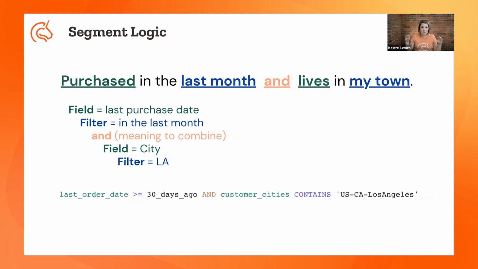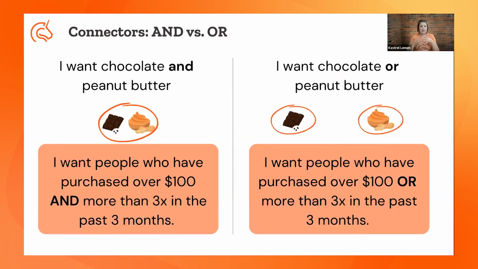So how does this look within Shopify? It would be last order date is greater than or equal to 30 days ago, and customer city contains Los Angeles. So in order to get this information, you would need these fields and you would need to combine them in this order. Now, what do I mean by combining? I'm talking about connectors, and the connectors for segment logic are and/or statements. So what does that mean?